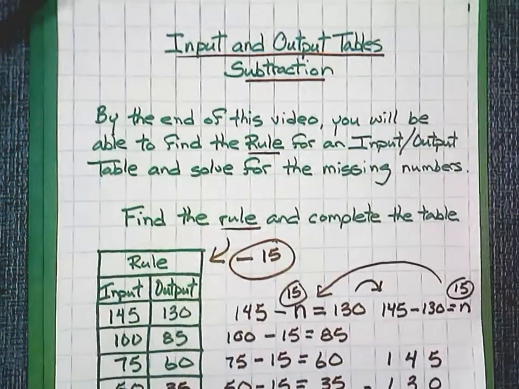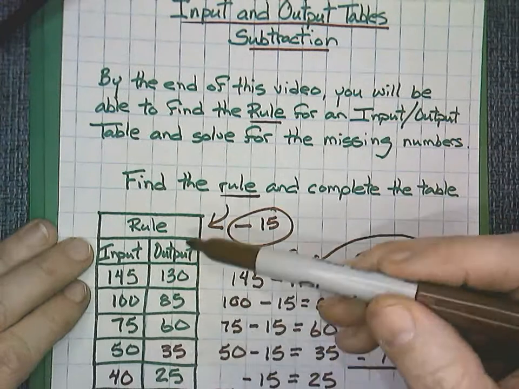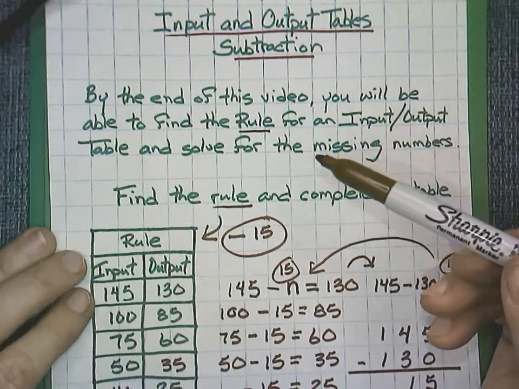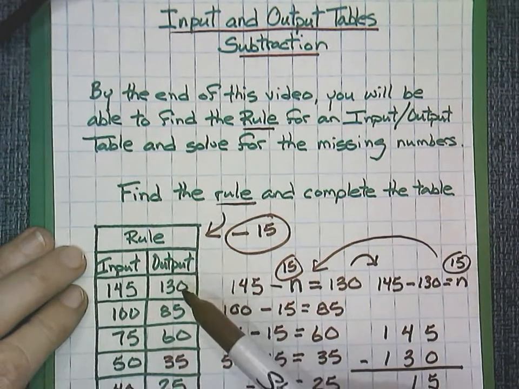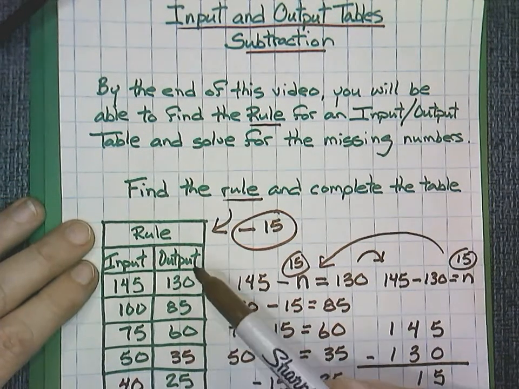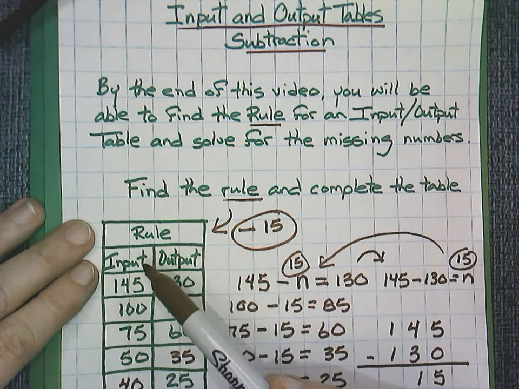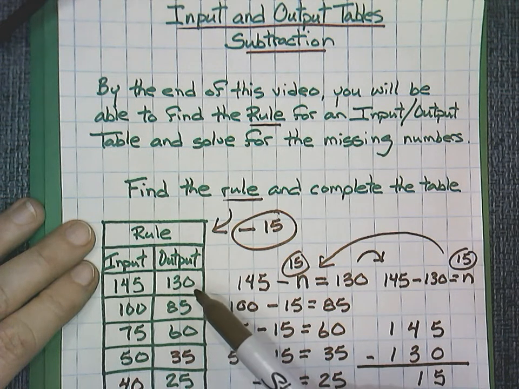In review, our lesson today was on input and output tables, something that looks like this. They can run up and down or left to right. And we said that our key idea is that we have to find what the rule is and then use the rule to fill in any blank information in the input-output table. I call it a decision flowchart, where we look at our input and output. We decide if the output is getting greater or less. Today we were doing subtraction. If it's getting less, it's either going to be subtraction or division.